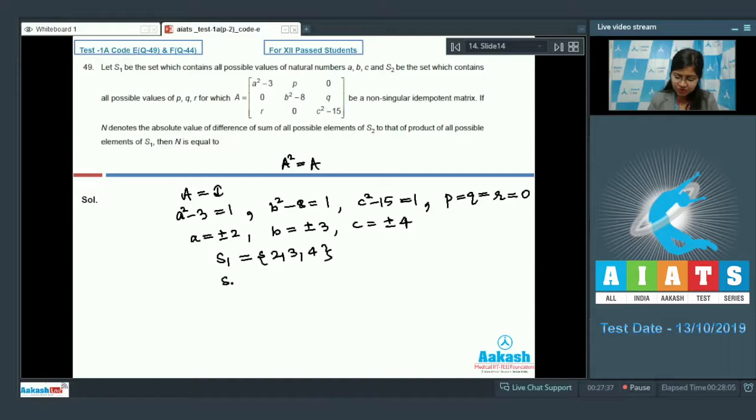And S2 is the set which contains all possible values of p, q, r. So now we have to find N, that is equal to the absolute value of the difference of the sum of all possible values of S2 minus the product of all possible elements of S1, that is 2 into 3 into 4, that is 24. So its answer will be 24.